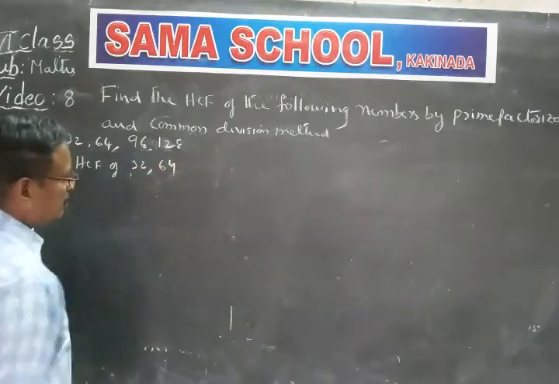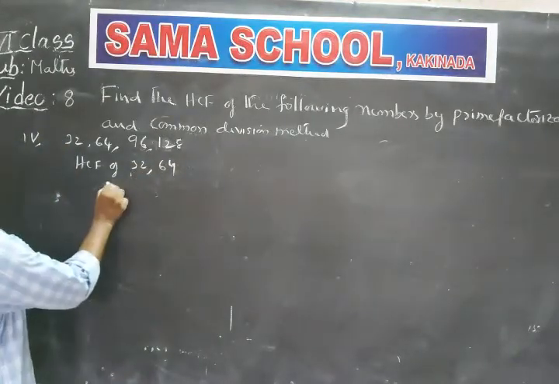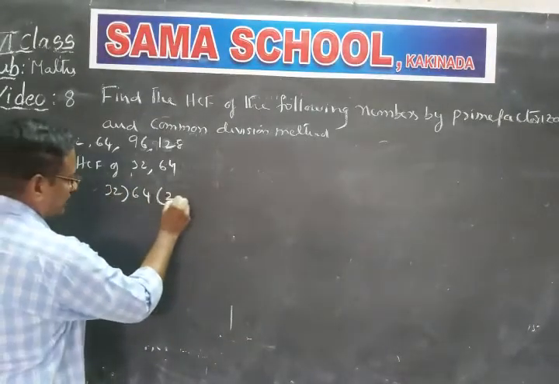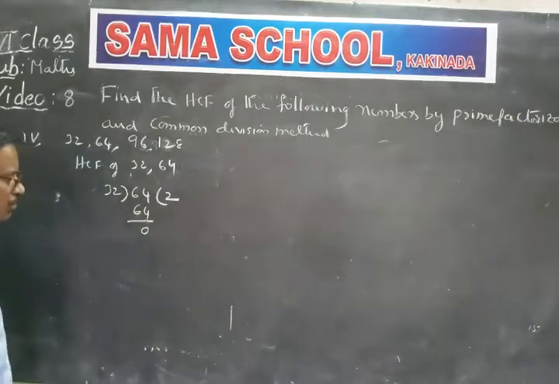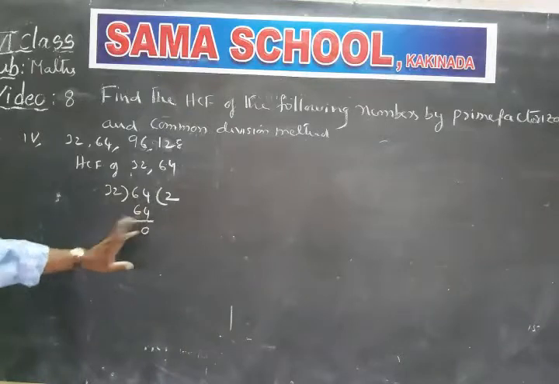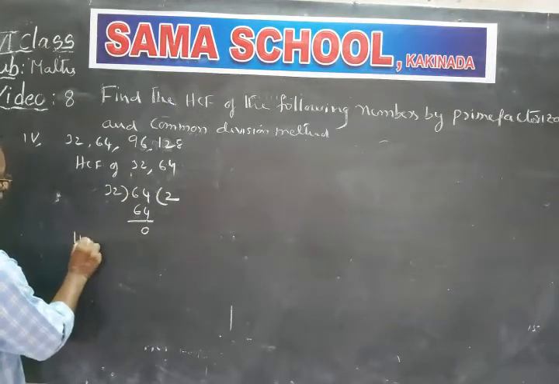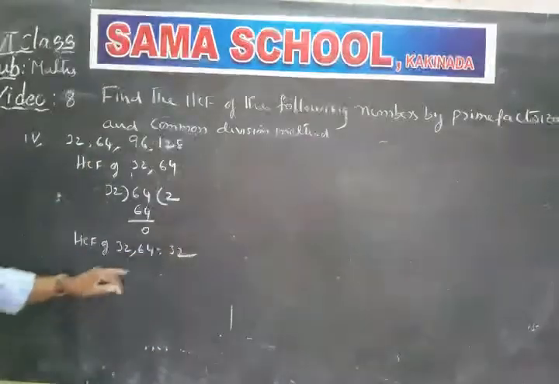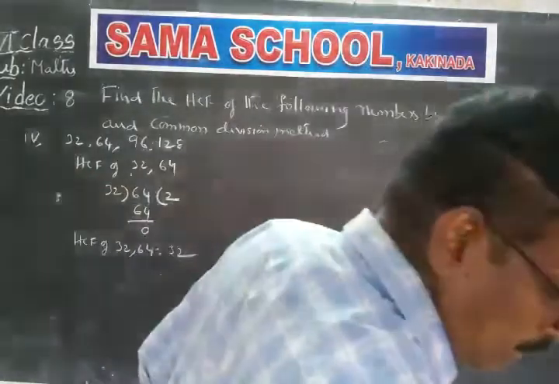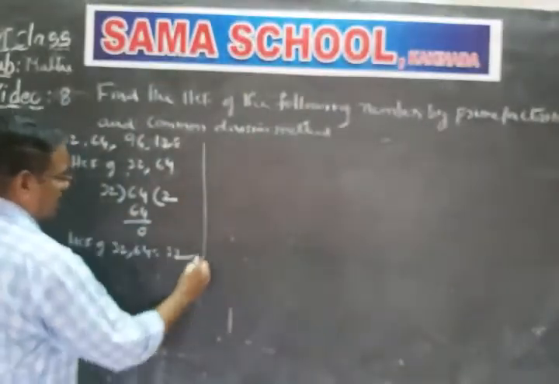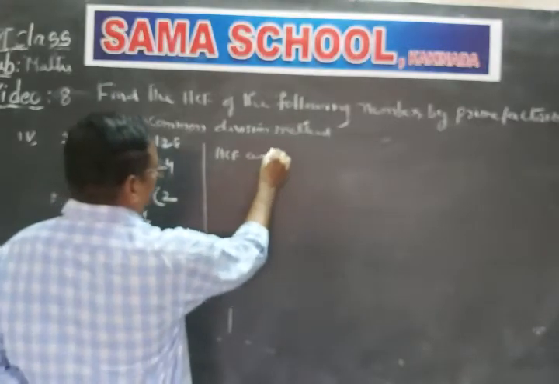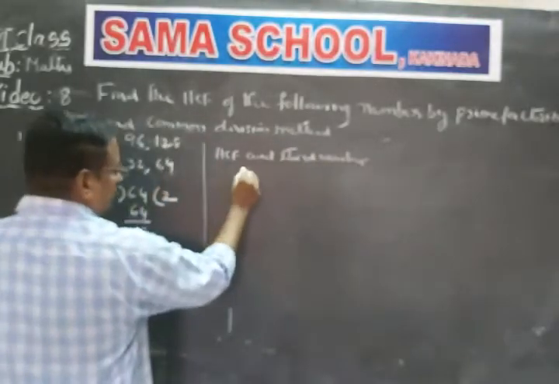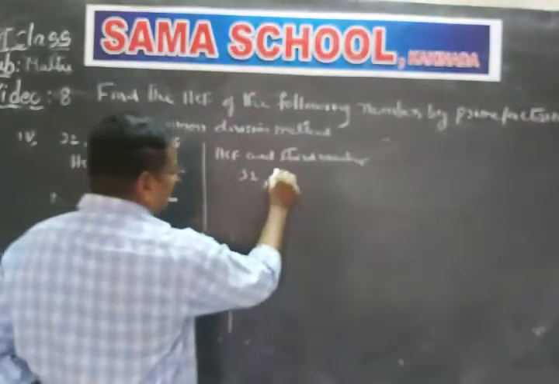HCF of 32 and 64. Take the small number and the big number, 32 and 64. How many times divisible? 32 2s are 64. We get the remainder 0. This is the last divisor, so the HCF of 32 and 64 is equal to 32. Now take the HCF and the third number. What is the third number? The third number is 96.